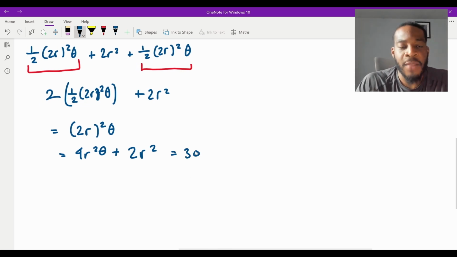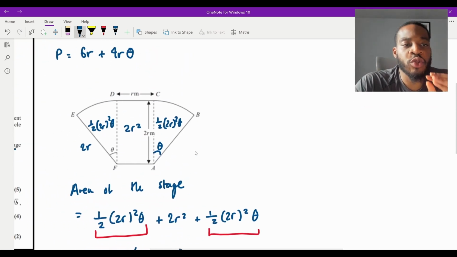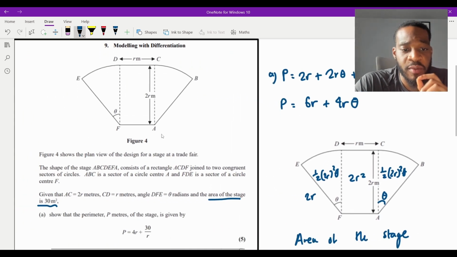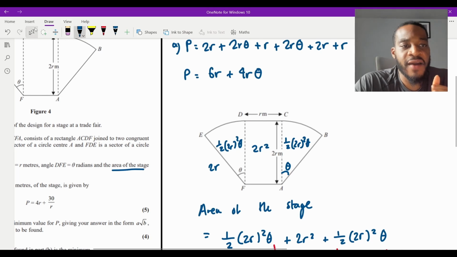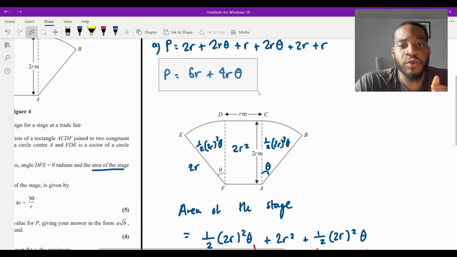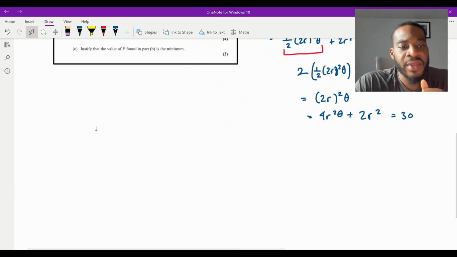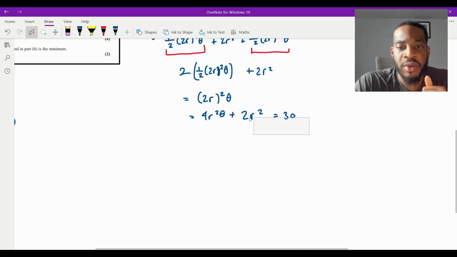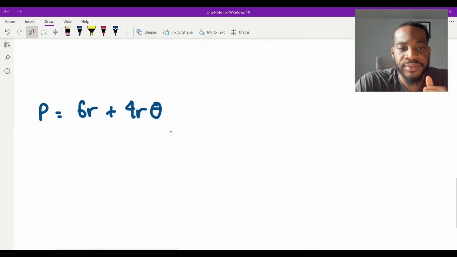So I get this here. Now, remember what we're trying to do? We know what the perimeter is. The perimeter is 6r plus 4r theta. We're trying to show that the perimeter is equal to that. So we need to find an expression or an equation for theta in terms of r to plug back into this equation here. It's always the same type of thing with these types of questions. Two different equations, plug one into the other, and you're done. So let me copy this and put this there.